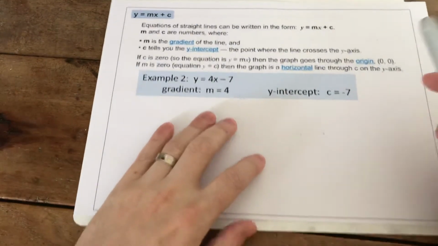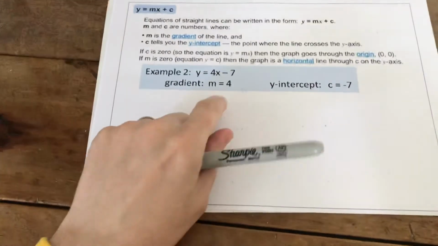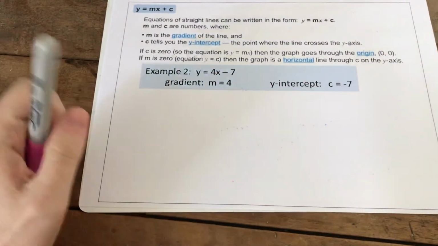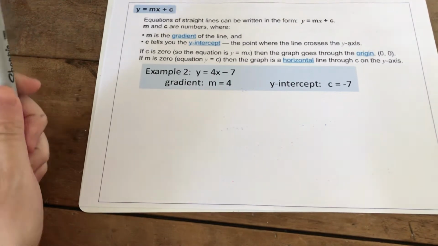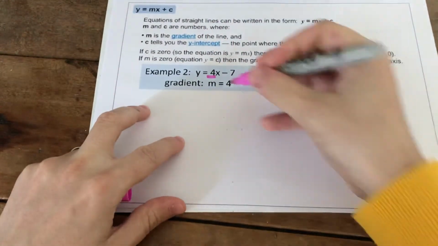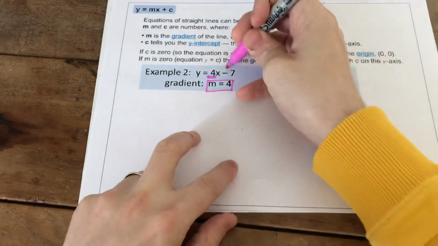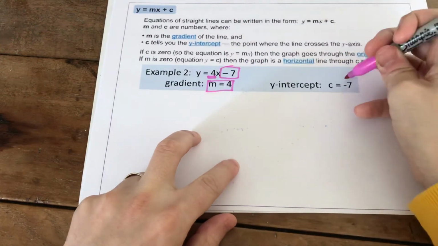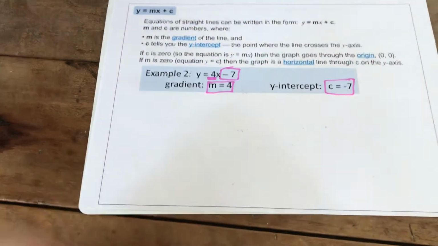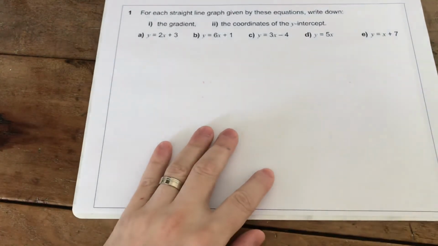So in today's lesson, what you're going to be asked to do is to identify from equations what the gradient and the y-intercept would be. So we can see from this, the gradient is 4 and the y-intercept is minus 7.